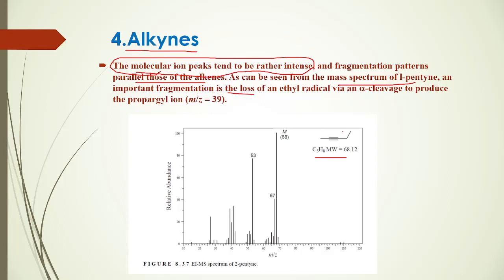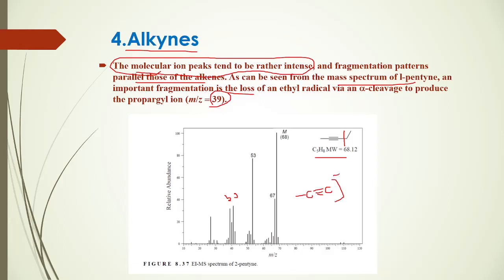So friends, this is the alpha cleavage over here, and then we can see there is a formation of a propyl ion that will correspond to the ion at 39. So this is the propyl ion, 39, over here. This is the fragmentation pattern for the alkynes. I will show you how the 39 is formed.